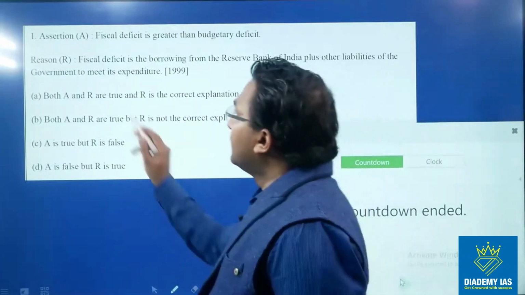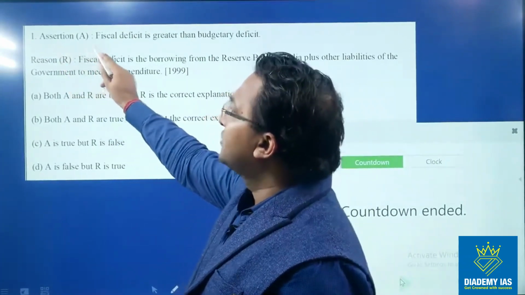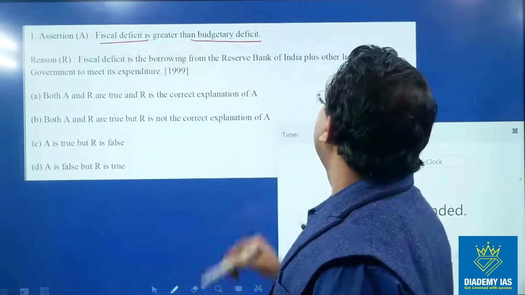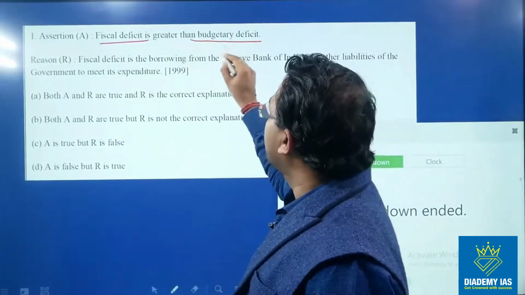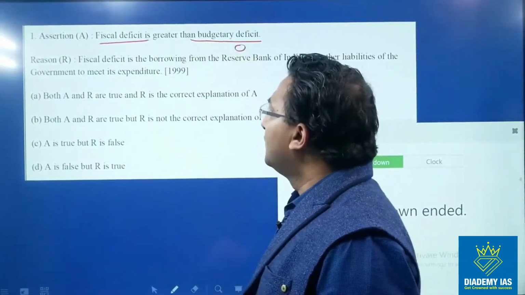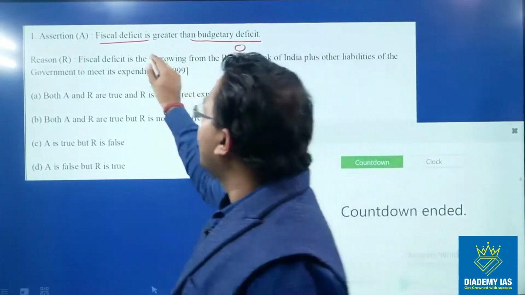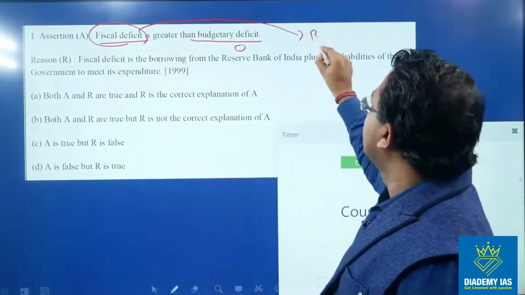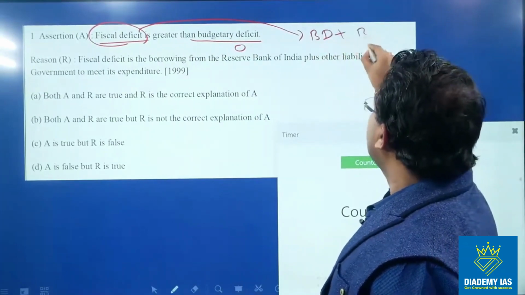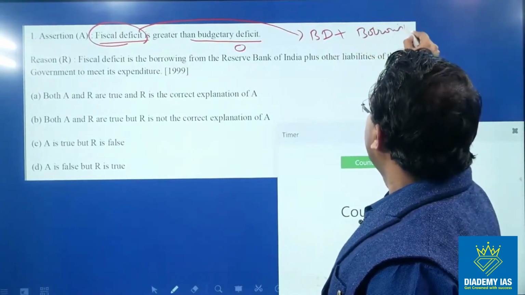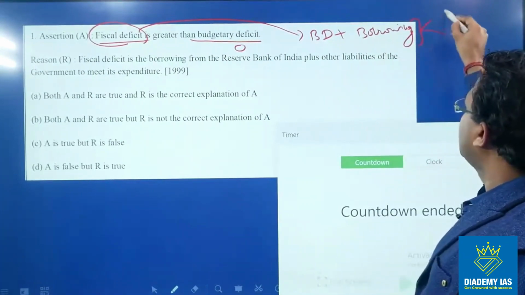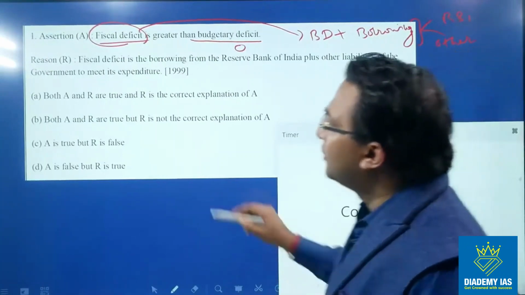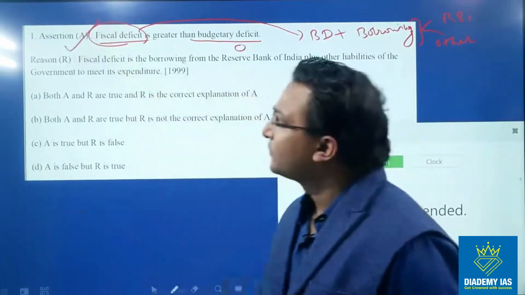So let us see statement 1, assertion A. Fiscal deficit is always greater than budgetary deficit. Budgetary deficit is always 0 and fiscal deficit is basically equal to the budgetary deficit plus the borrowings, and these borrowings can be from RBI and maybe from other places. So this statement is correct.